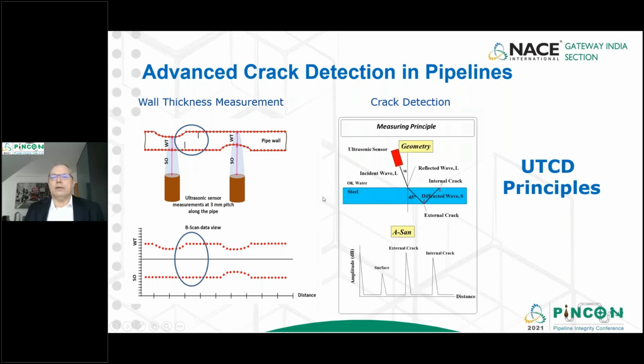And the principle here is that the sensor is not at a 90-degree angle to the pipe wall, but at a 17-degree angle, which means that the ultrasound beam, when it is entering into the pipe wall, is traveling in a 45-degree angle, and that cracks in the pipe wall will reflect a part of the ultrasound, which can be read by the transducer.